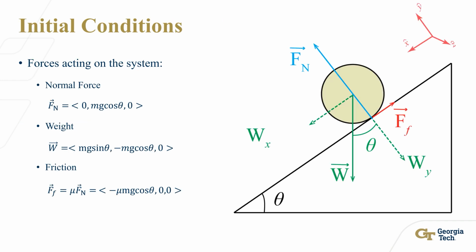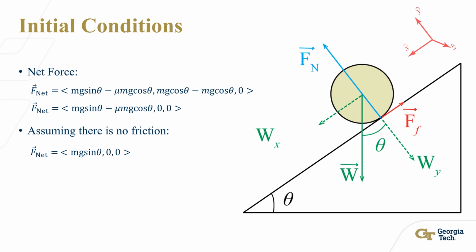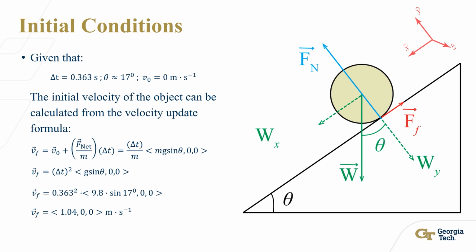At the top of the incline, the forces acting on the system are the normal force, the weight, and friction. They can be expressed with the following equations. Assuming there's no friction, the net force will have an x component, which is the mass times the acceleration of gravity times the sine of theta. Given the following parameters, the initial velocity of the object can be calculated from the velocity update formula as shown.